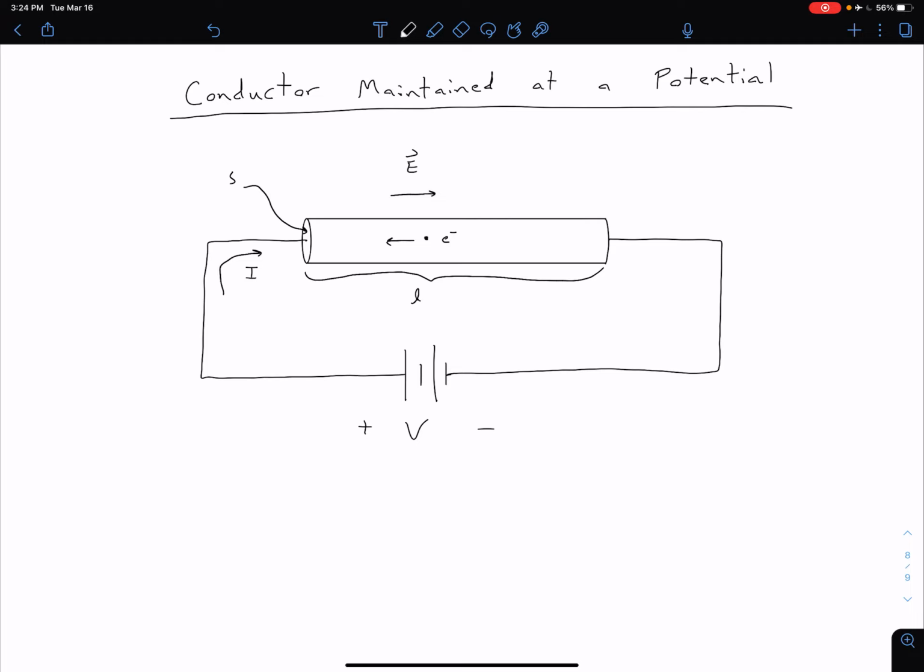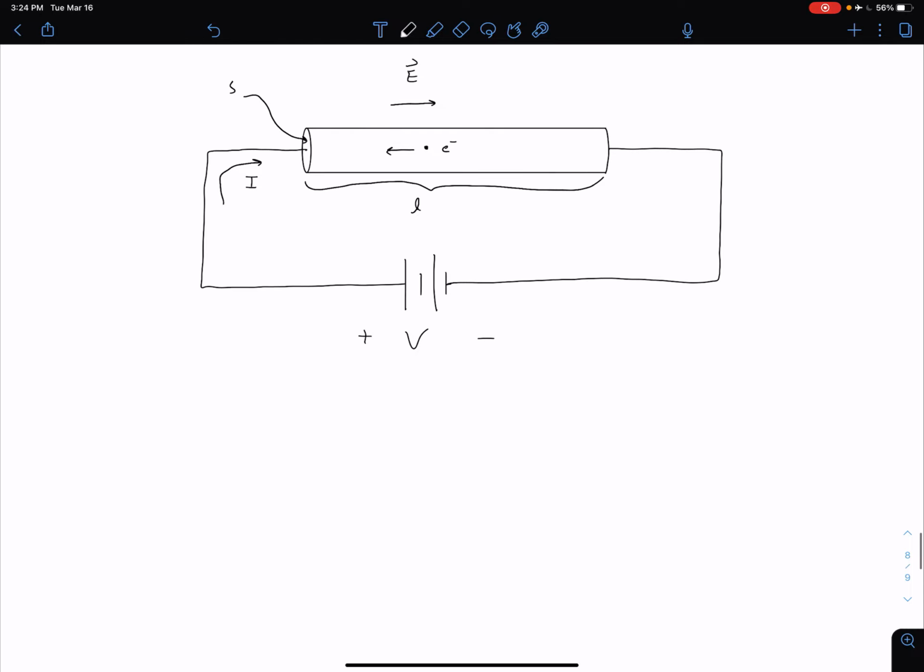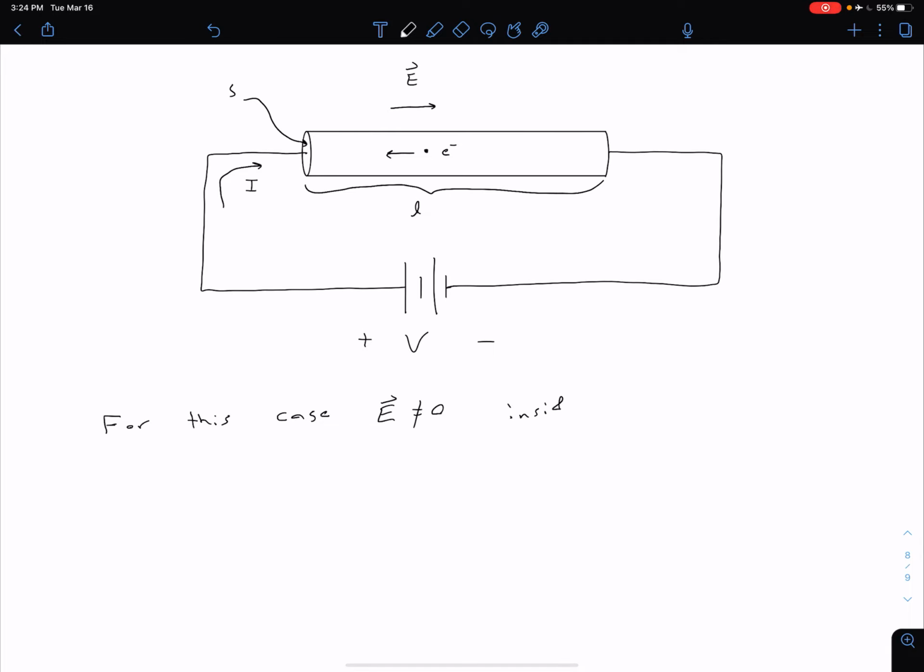In this case, because our conductor is not isolated, our electric field is not going to be zero inside of our conductor. So for this case, E is not equal to 0 inside our conductor. The reason for that is that we're not allowing it to reach static equilibrium. Our V doesn't let the system reach static equilibrium.